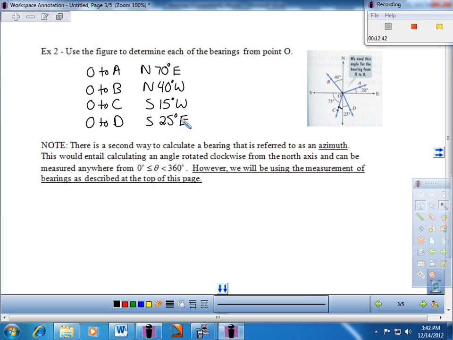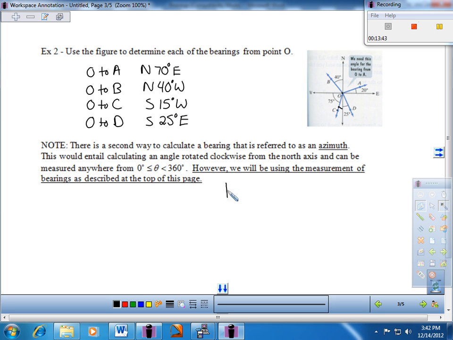However, we will, of course, be using the measurement of the bearings as described at the top of the page. My understanding is this azimuth, this description of a bearing, is used primarily in navigation, so air navigation, marine navigation, land navigation, and so forth. But surveying techniques use the bearings described up here with the acute angles. So, just a quick description of what an azimuth is, and then we'll roll.